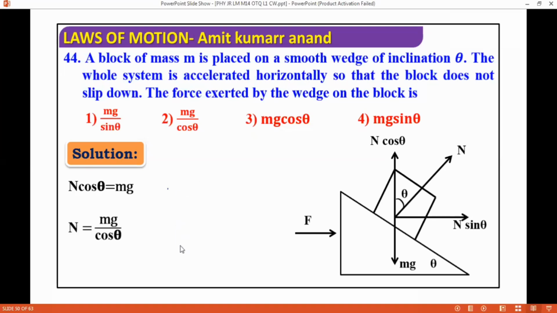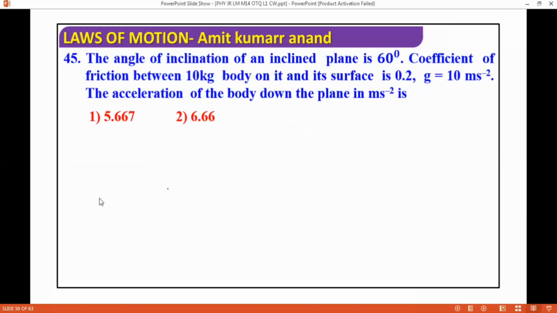So n cos theta equals mg will come again, and from here you can check the options. Read the question again, and you get n equals mg by cos theta. It's coming here. Like this. Next, we're moving to the next question: the angle of inclination of the plane is 60, the coefficient of friction is given, and the mass is 10 kg.